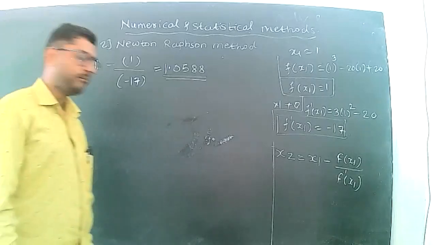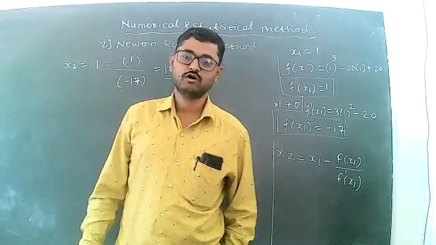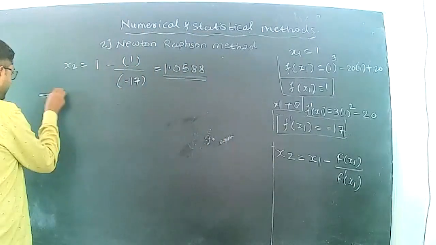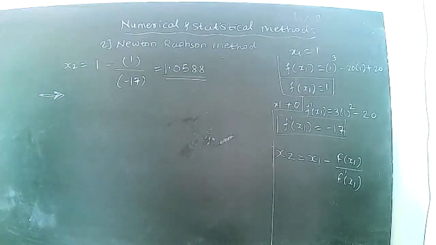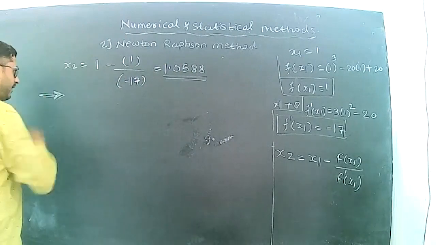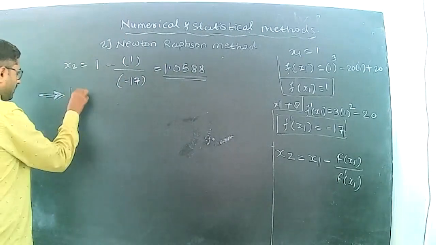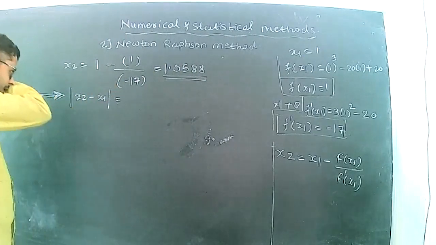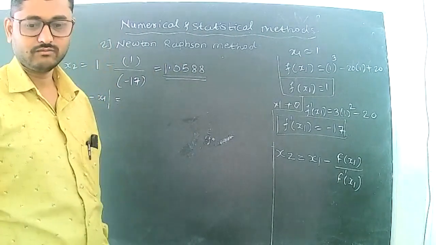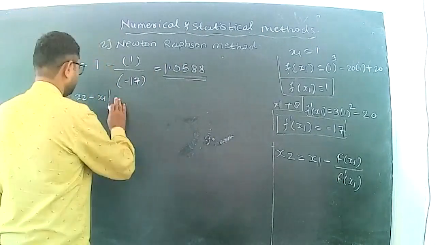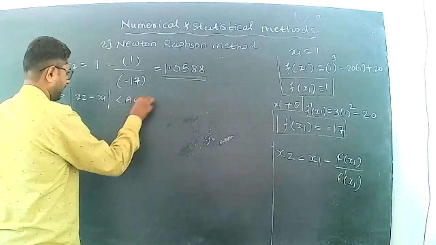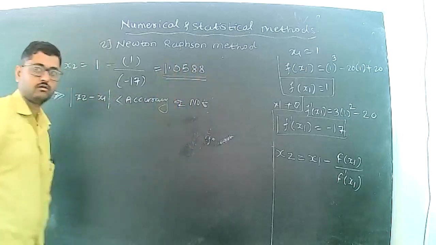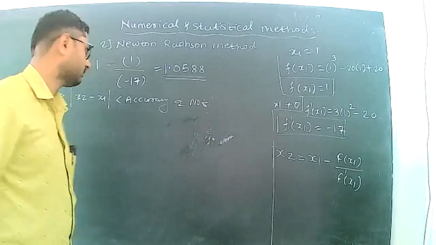But this numerical is based on accuracy criteria. So our next task is to find accuracy. How to find accuracy? We have mod of x2 minus x1. You have to check whether mod of x2 minus x1 is less than accuracy or not.